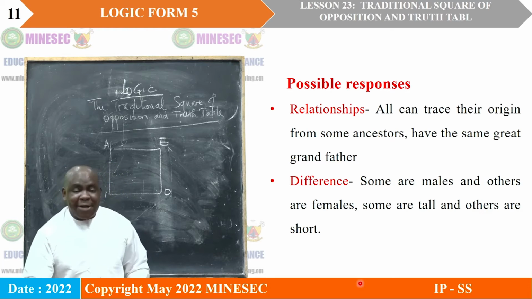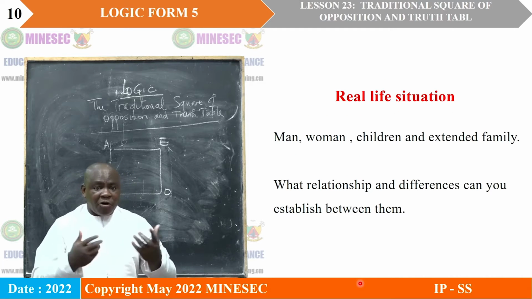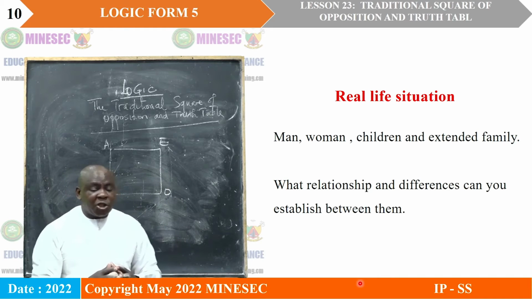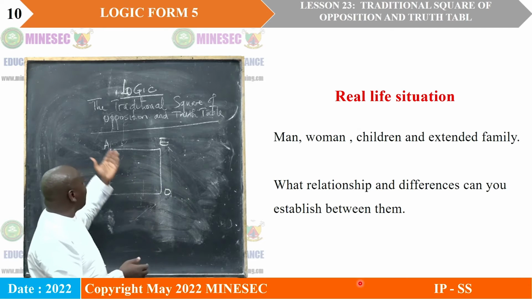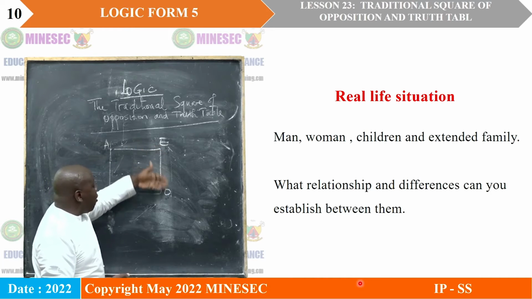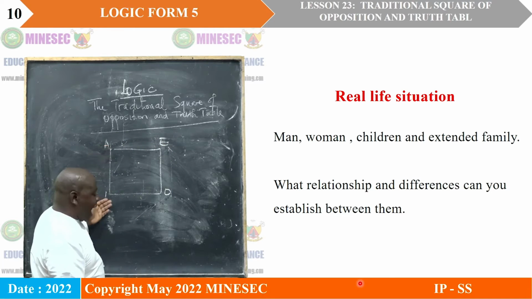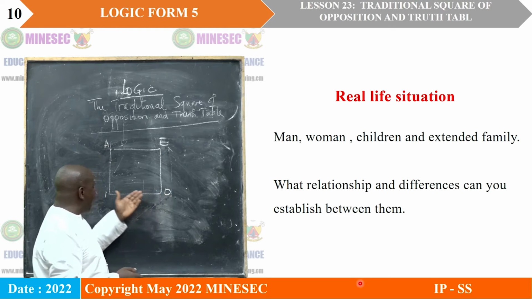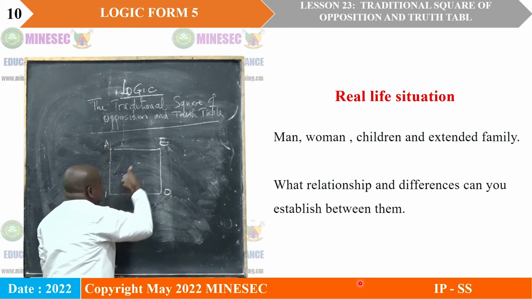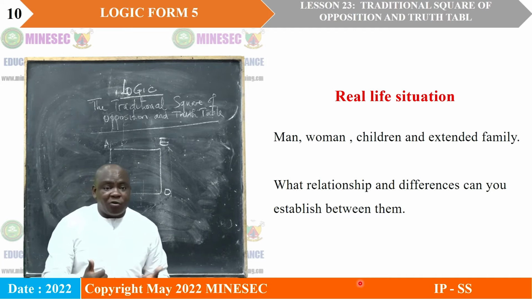So, in our lesson of today, we are going to be looking at the various relationships and differences that we can establish within the square of opposition, the various categories of relationship between the A and the I, the E and the O, as well as the O and the E, the A and the E, the I and the O propositions, as well as the O and the I propositions, and A and O, and A, E, and I and E propositions. So what are the relationships that we have to look at today?